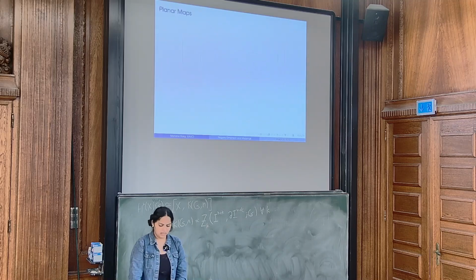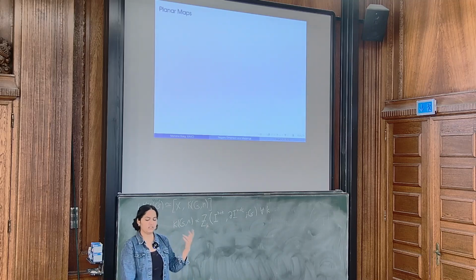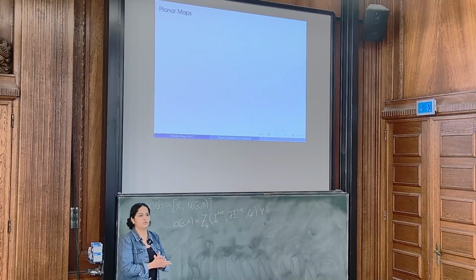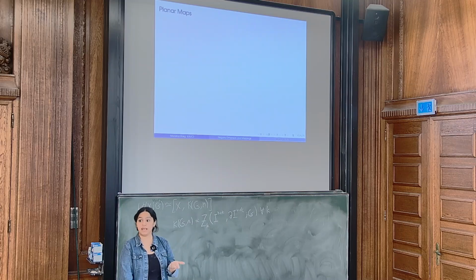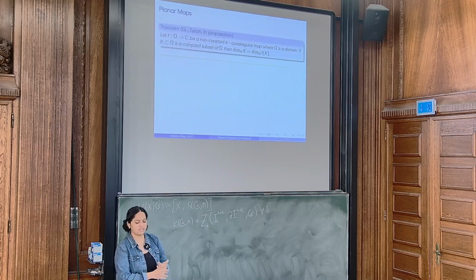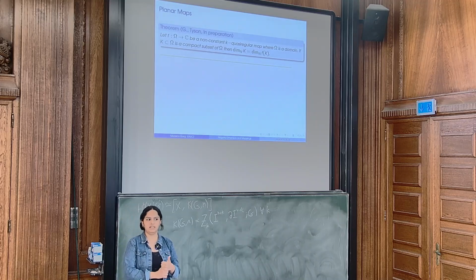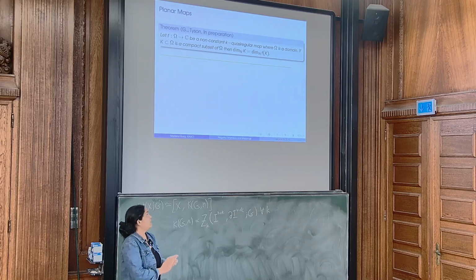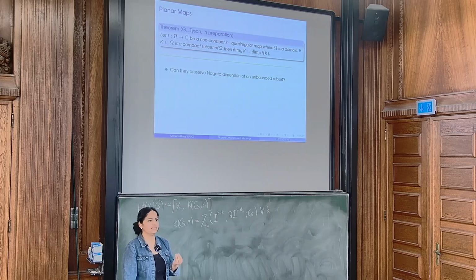So then, in order to study this question, we move first to the two-dimensional case. We want to study these maps in 2 dimensions. And we prove that for a quasi-regular map, if the subset is a compact subset of our domain, then Nagata dimension is preserved. So an obvious question is, is this the best that we can do? Do we really require the compactness of the set?